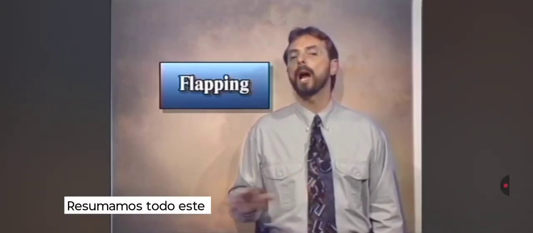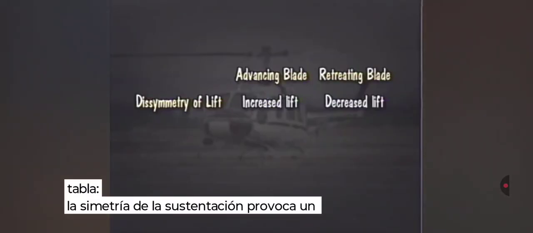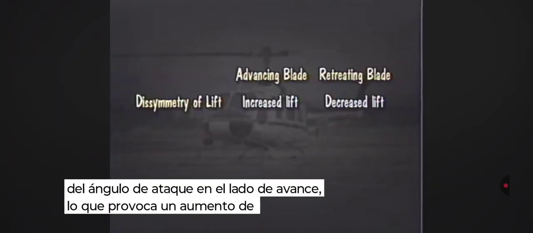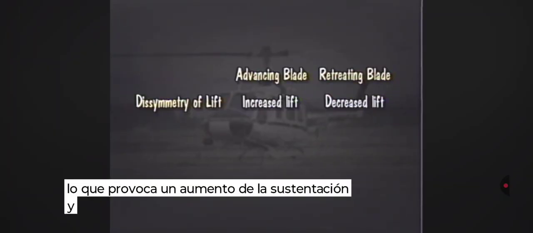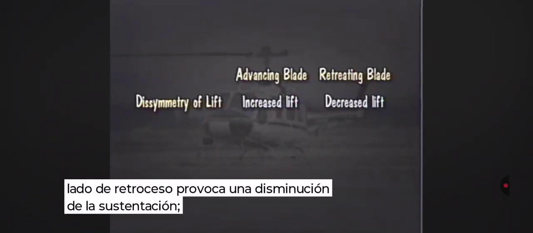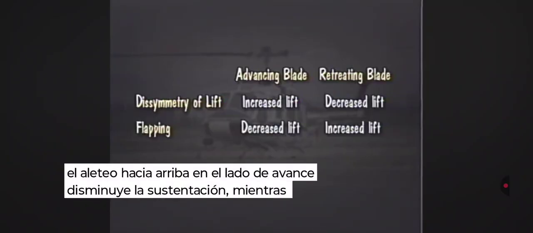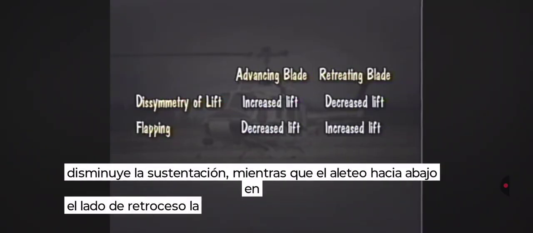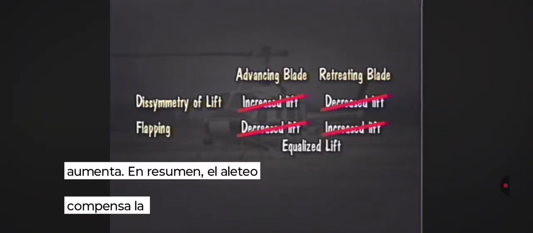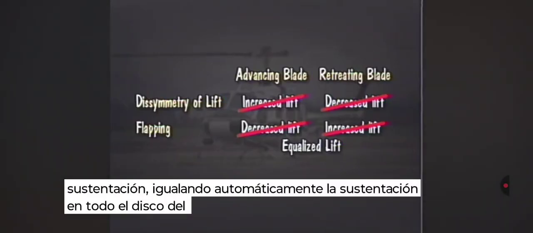Let's summarize this entire process in a table. Dissymmetry of lift causes an increase in angle of attack on the advancing side, which causes an increase in lift, and a decrease in angle of attack on the retreating side, which causes a decrease in lift. Flapping up on the advancing side decreases lift, while flapping down on the retreating side increases lift. Bottom line, flapping cancels out the dissymmetry of lift. This automatically equalizes lift across the entire rotor disc.